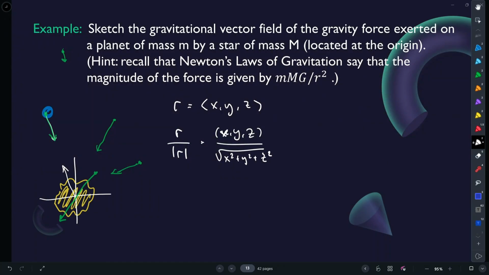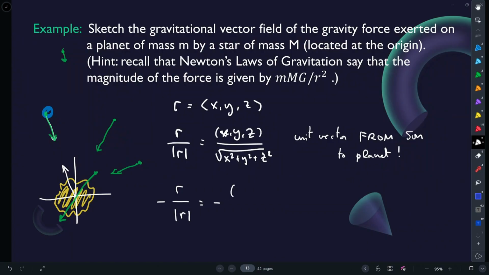Okay. So again, this is a unit vector from the sun to the planet. Okay? Because that is just the vector from 0, 0, 0 to x, y, z. But actually my force is going to be directed to the sun. So I actually want minus, divided by its length. So it's minus x, y, z divided by the length.